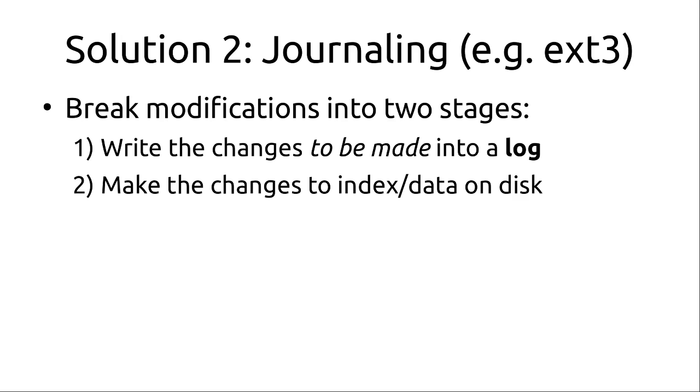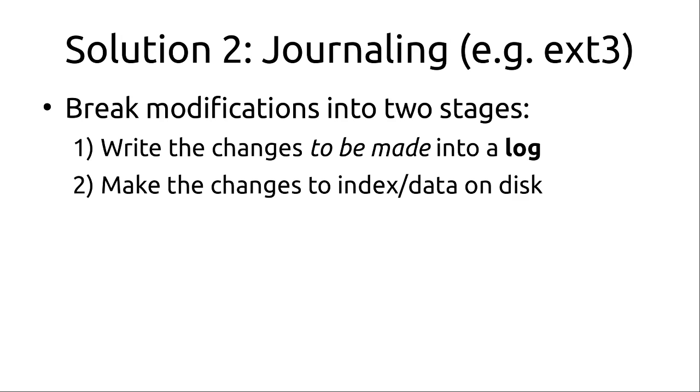ext2 is a good example of the previous type of system. ext3 was basically adding journaling to that file system. The idea behind journaling is that we break the modifications into two separate stages. One, where we write the changes that we are going to make, not that we're making right now, but we're going to make, into a log. And then we make the changes on disk.